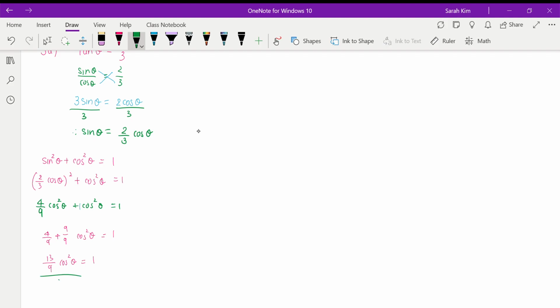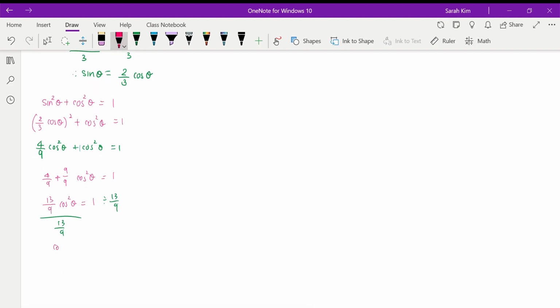Now I just have to get rid of the 13 over 9, so let me divide by 13 over 9. It just flips, so my cos squared theta becomes 9 over 13. If I want to get rid of the squared, I just square root. So therefore my cos theta becomes square root 9 over 13, which I can split into square root 9 over square root 13, because square root 9 is just 3.